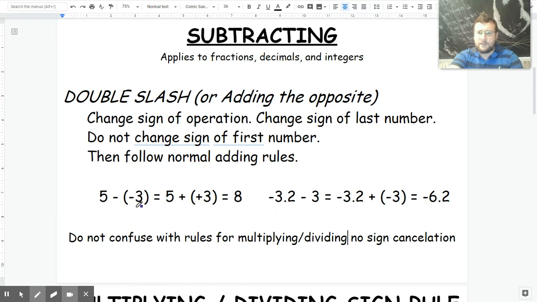Or if you think about it in terms of the good guy, bad guy example, I have 5 good guys and then I took away 3 bad guys. It's like they became good guys, right? So it's like adding the opposite. I walked 5 to the right and then I did the opposite of walking to the left. That is literally how you have to think of subtraction, doing the opposite of what comes next, right?